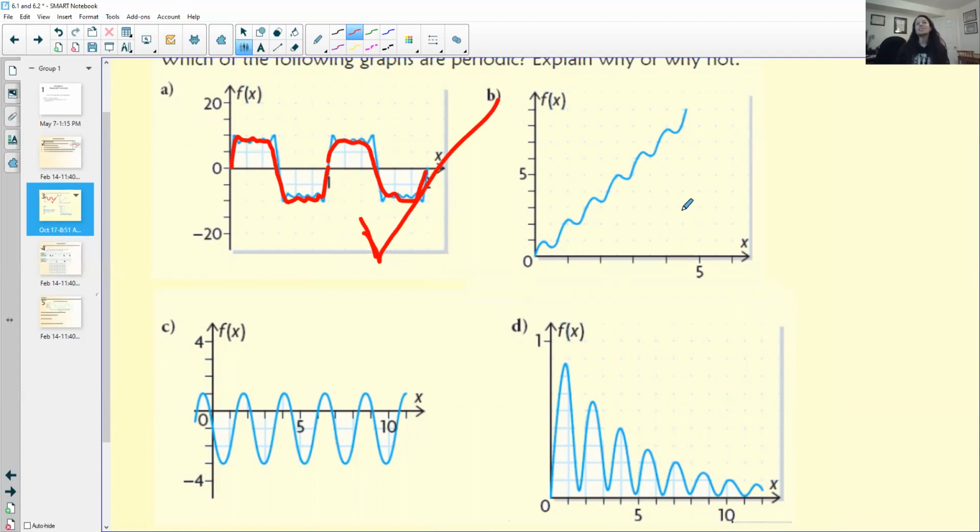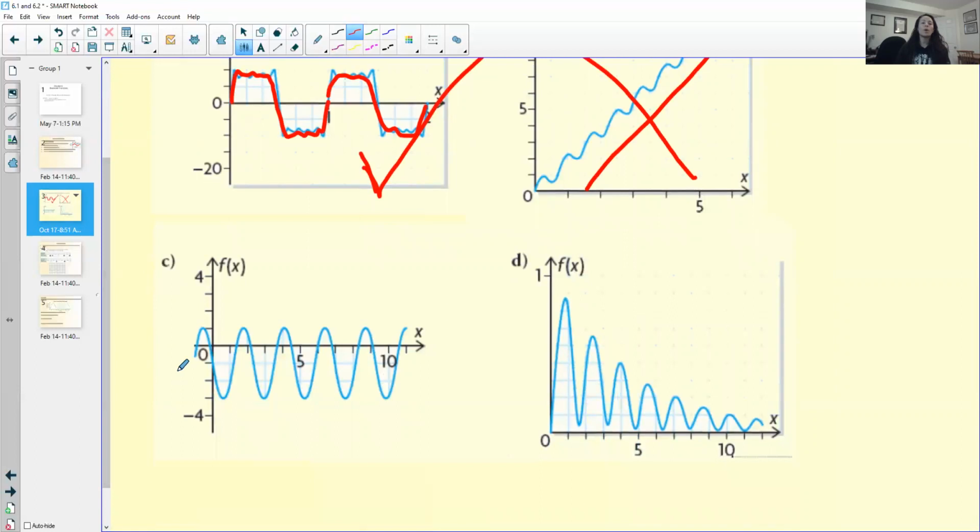If I go to part B and we take a look at this one, yes, it's going up and down, but it's continuing upwards. The y values are not consistent. So this is actually not a periodic function. It has to be completely identical. So there's no cycle that would repeat and give you the same y values.